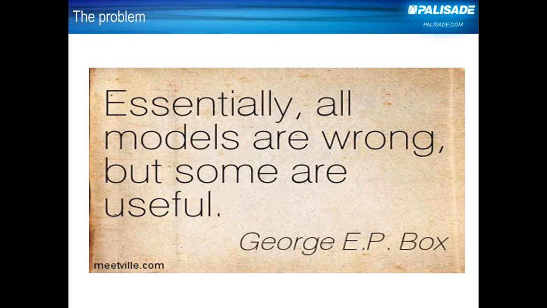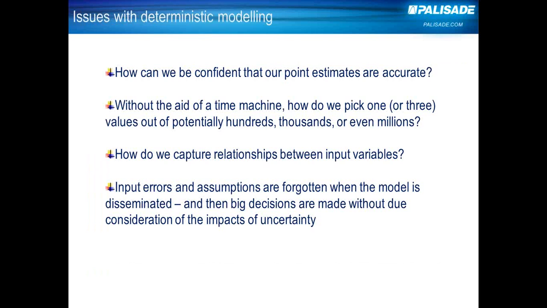We don't have any control over what happens in the future. We can make some guesses, we can make some estimates, we might be reasonably confident in our estimates, but because we don't exert control over the future, and indeed because we don't have a time machine, we can't be sure that our models are correct. So there are a few issues with deterministic modeling here. How can we be sure that our estimates are accurate, and so on.